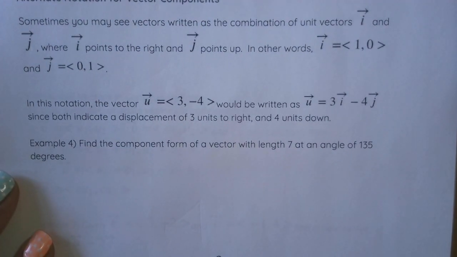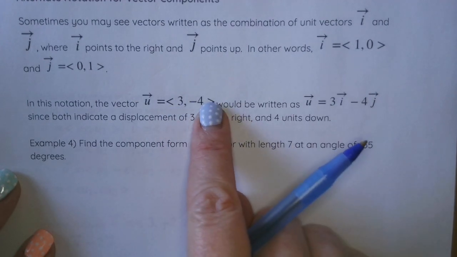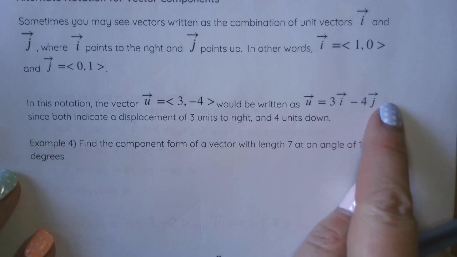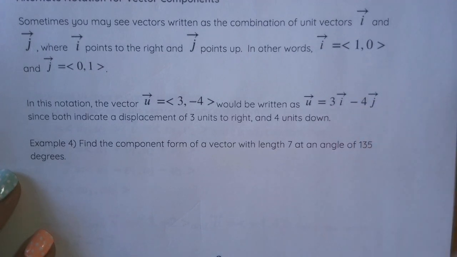Since both indicate a displacement of 3 units to the right and 4 units down. So just different ways in which we can create the vector. I can write it using this component form, or I can write it with i and j. Both are equally as great.